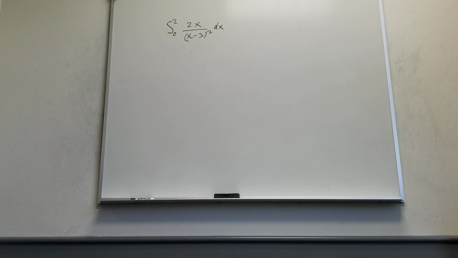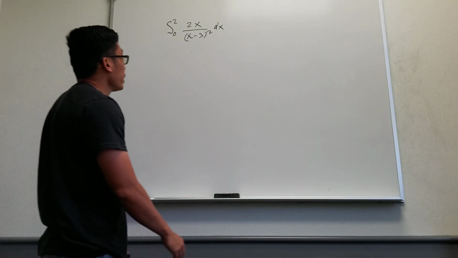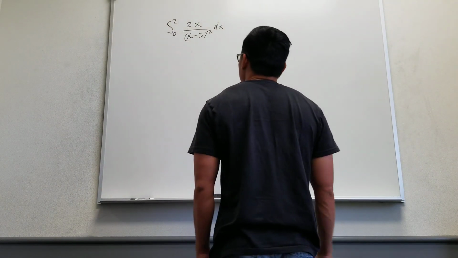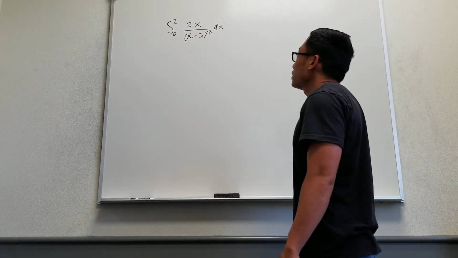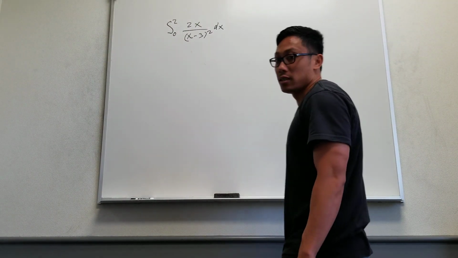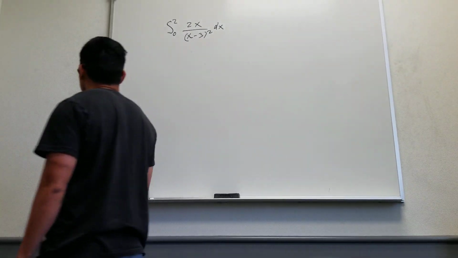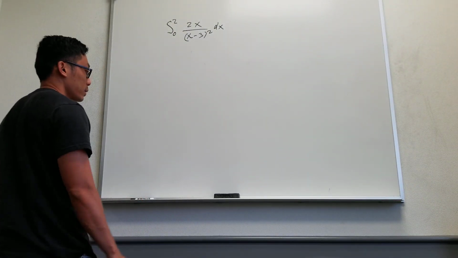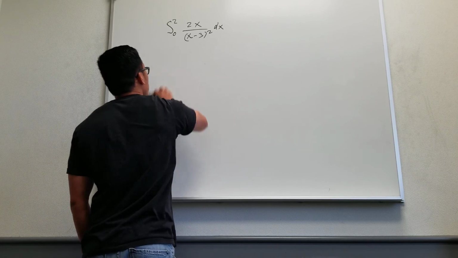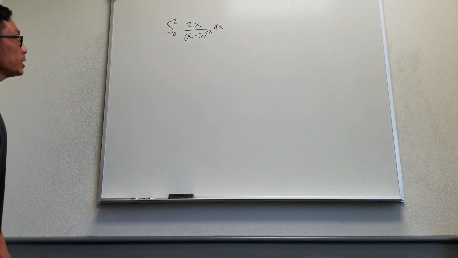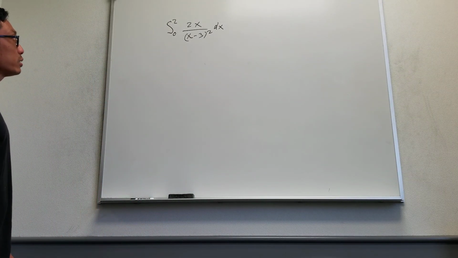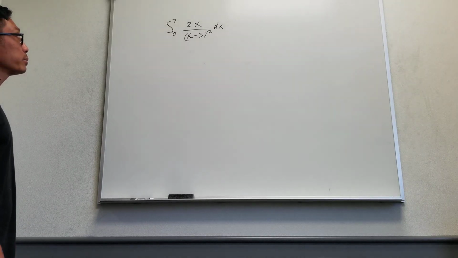How you doing, guys? So we're taking the integral from 0 to 2 of 2x over (x minus 3) squared dx. So what's the best way to approach this? Think about it and pause the video if you have to, but I think probably the easiest way is to do partial fractions. That's my opinion. So let's do it that way.